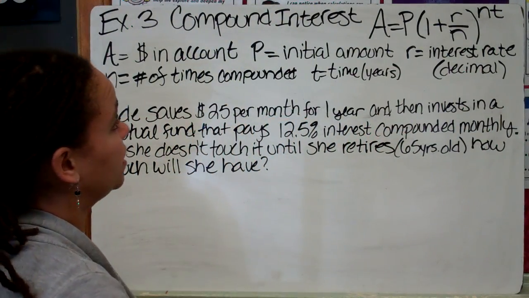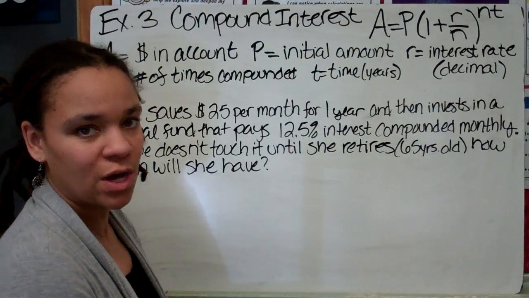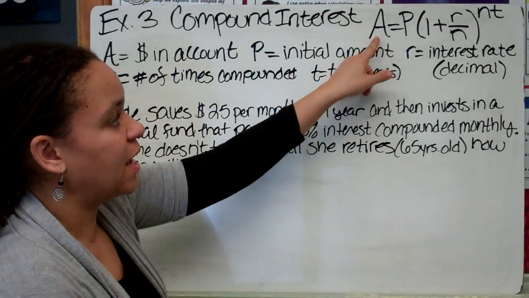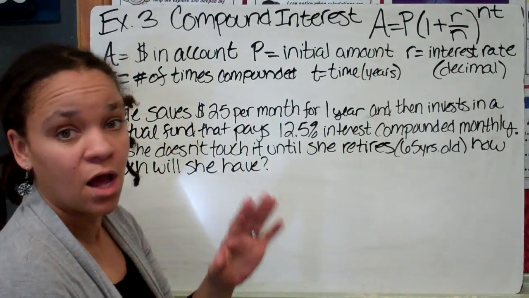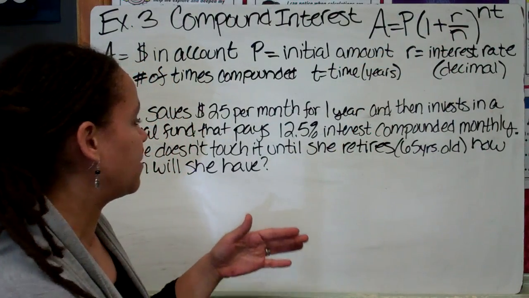Example 3, compound interest. We're going to be using this a lot. You know I love money. So this is the formula: A is equal to P times (1 plus R over N) to the NT. Looks like a lot. It's just plug and chug. Not that big of a deal.